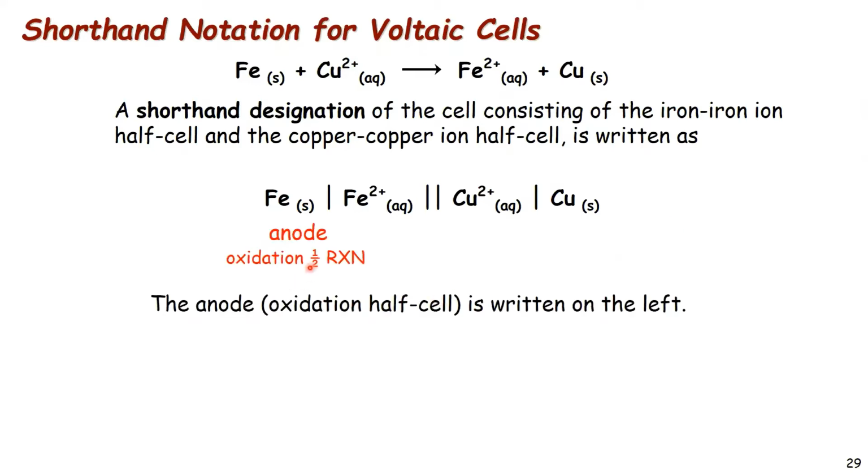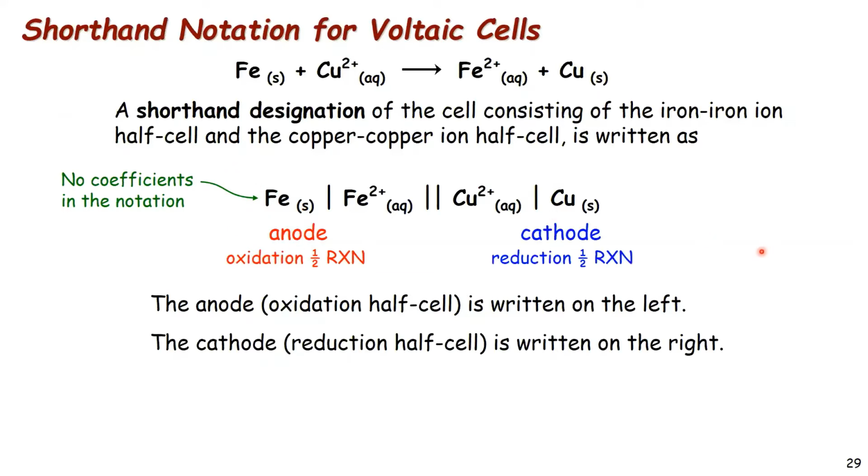Our electrodes are always on the far left and the far right. So in this case, our anode, the oxidation, is going to be on the far left. Notice that there are no coefficients. Now I know there are no coefficients in this balanced chemical equation, but if there were, we do not include the coefficients in the shorthand designation. So there will be no coefficients in the shorthand designation. And then, the other extreme, the right, is going to be our cathode. And that, of course, is our reduction half reaction.